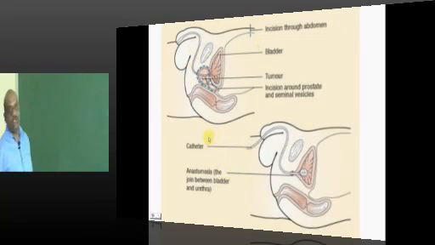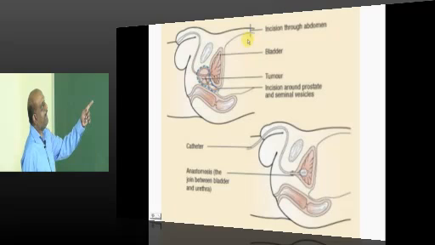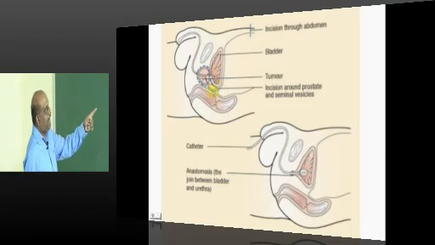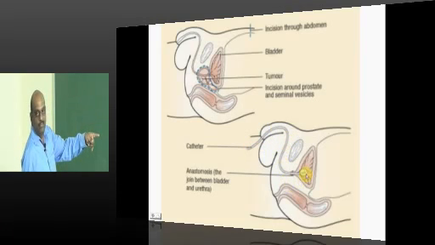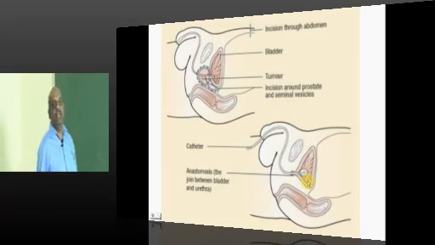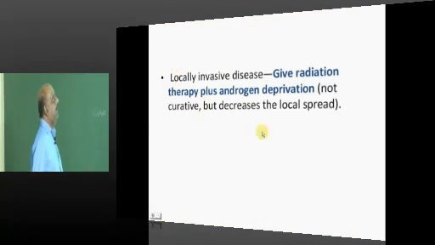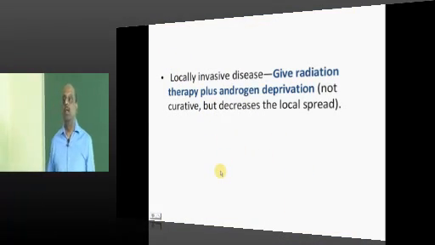Now this is the radical prostatectomy. What you do is you make an incision through the abdomen, this is the bladder, this is the prostatic urethra, and this is the penile urethra. Here you have this malignant tumor, you remove that, and directly the bladder is connected with the urethra and you pass the catheter. So this is what is done in radical prostatectomy, is what needs to be remembered.